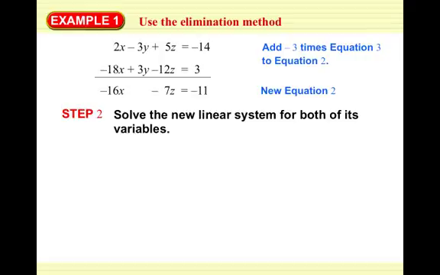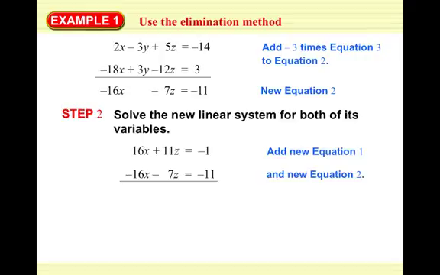So now we've got new equation 1 and new equation 2, which are star 1 and star 2. That's usually what I do. And so we've got 16x plus 11z equals negative 1. And then negative 16x minus 7z equals negative 11.